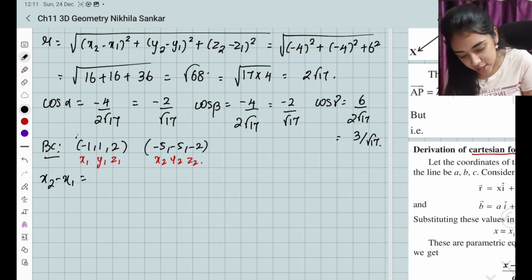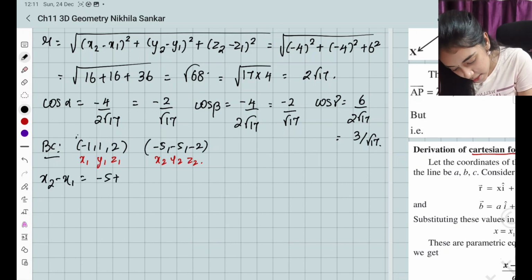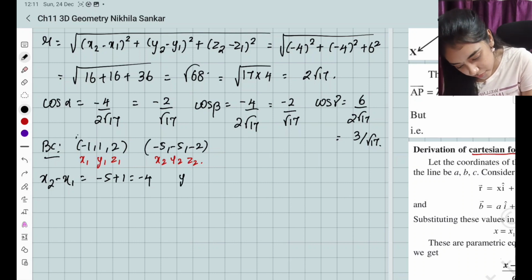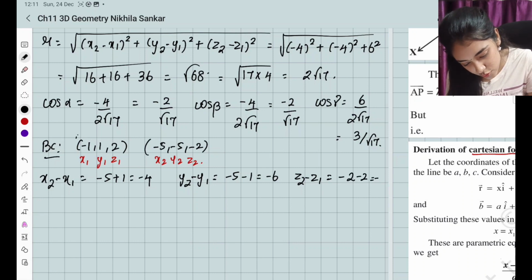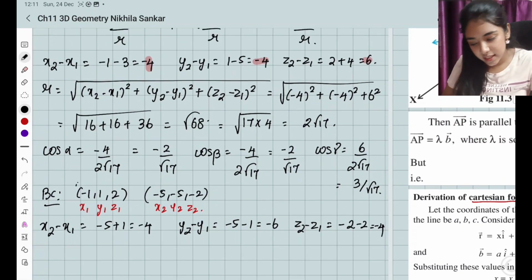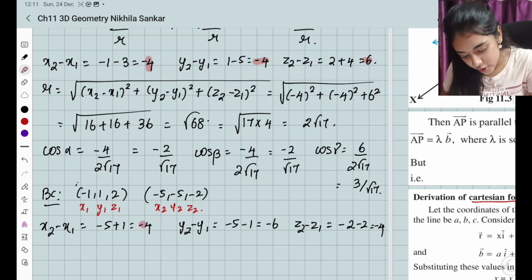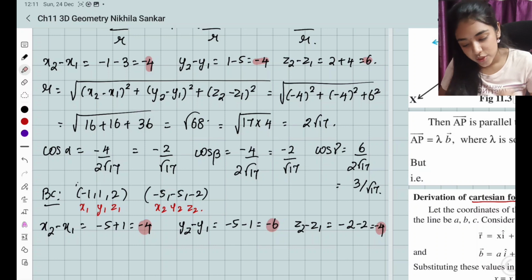It is going to be minus 5 plus 1, which is minus 4. And y2 minus y1 is going to be minus 5 minus 1 equals minus 6. Then z2 minus z1 is going to be minus 2, which is minus 4. So, இந்த இடத்துல direction ratios என்ன கிடைக்குது? I got it to be minus 4, minus 6 and minus 4. So, இங்கேயுமே நான் square பண்ணா my r ஓட value is going to be the same thing.